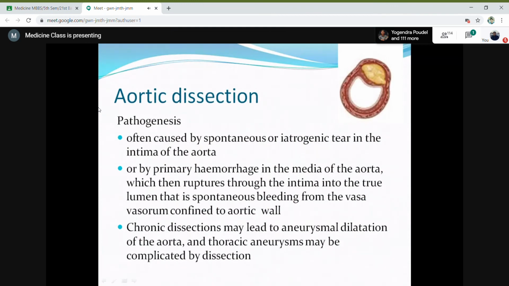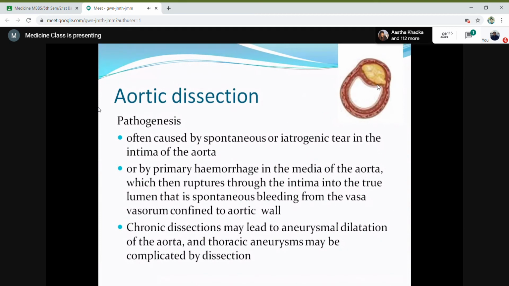You can see that this is intima and this is media. In between intima and media you get the blood because of disruption of the intima. So the pathogenesis is often a spontaneous or iatrogenic tear in the intima of the aorta.